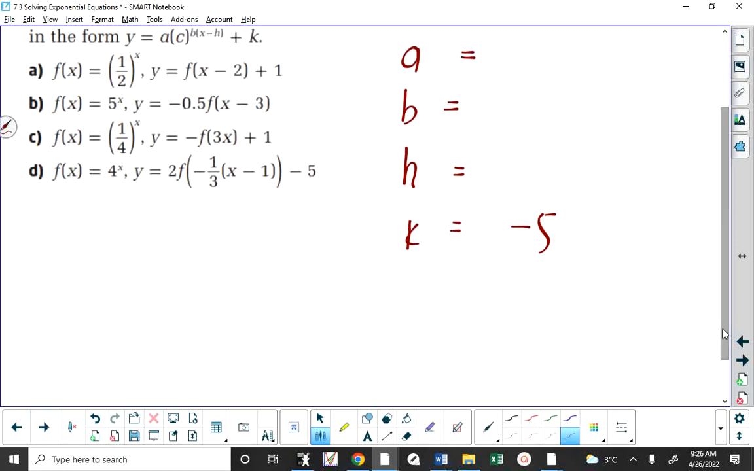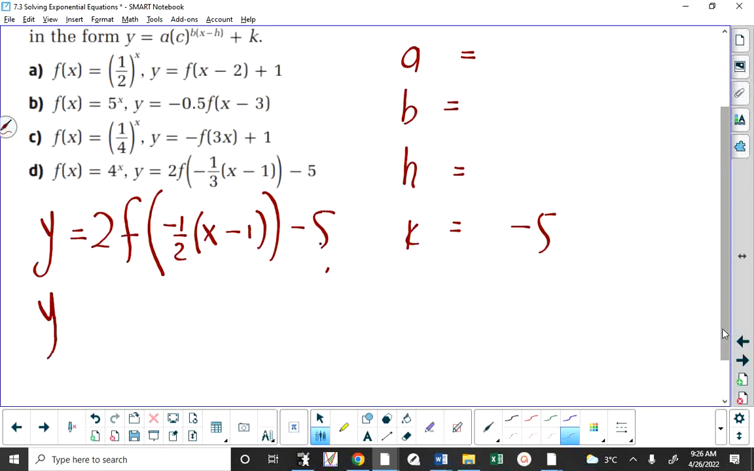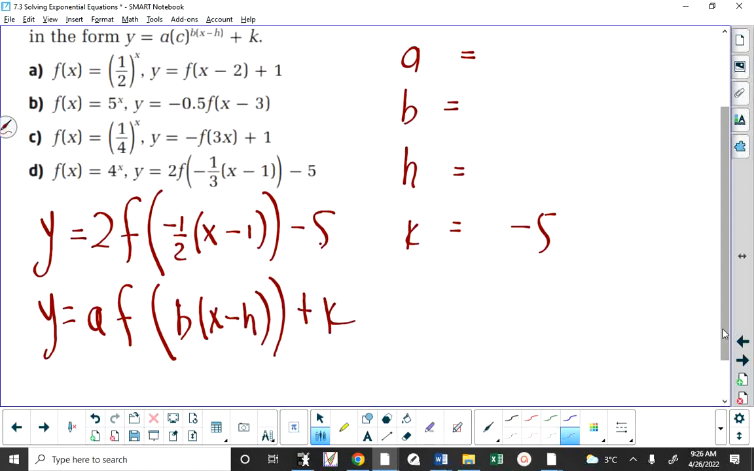All I'm doing here, Arden, is comparing this to what's on my formula sheet. This is all I'm doing for the first part of this question, to identify a, b, h, and k. So a is equal to 2. b is -1/3. h is +1 because it's x minus 1, and we compare that to x minus h, and k is -5.